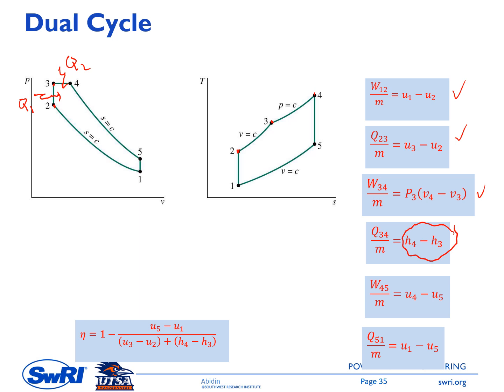Okay, and then the second work generated by the system is W45. This is m times U4 minus U5. And this one is the heat rejected from the system. Once again, if you want to get a positive number, Q51 is U5 minus U1. And this is the thermal efficiency for the dual cycle.